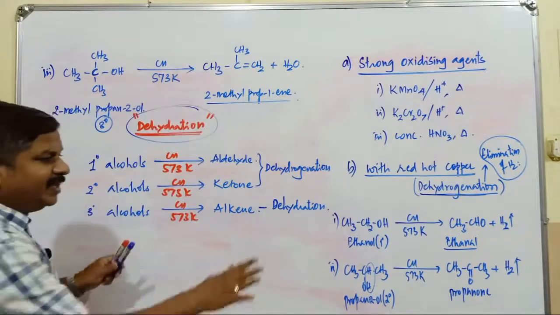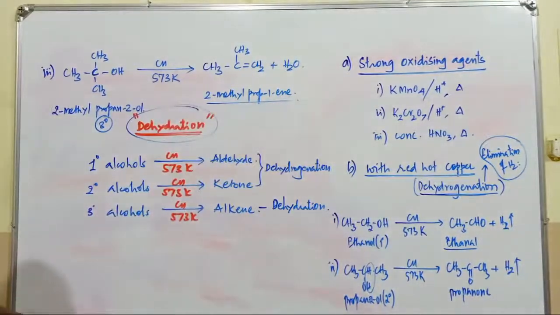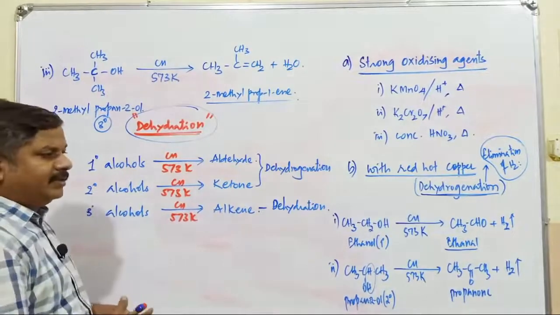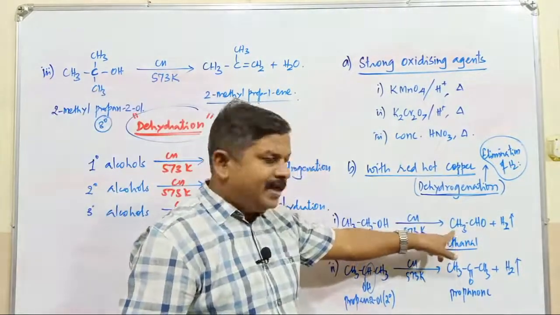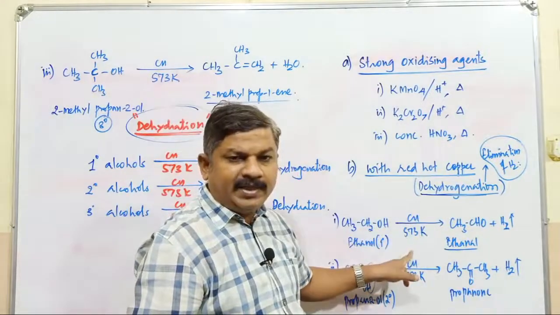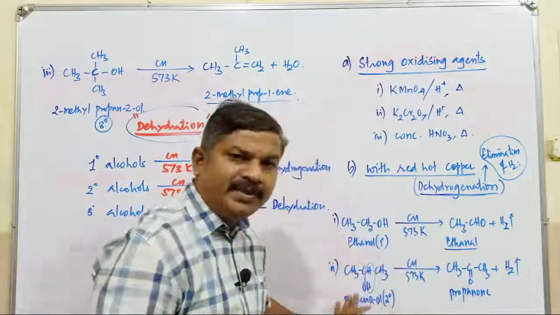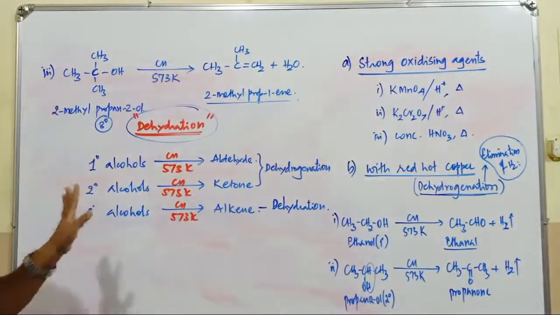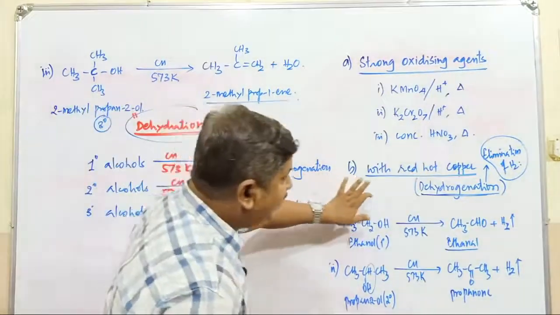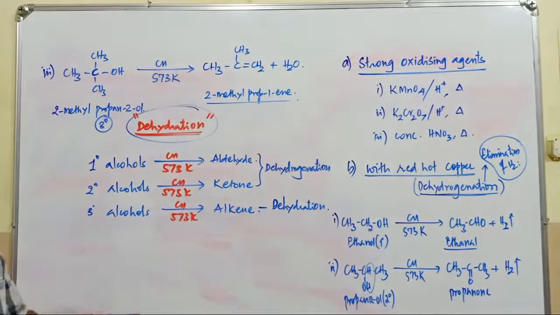Remember, students, this method is used in the distinguishing test between primary, secondary and tertiary alcohols. If an aldehyde compound is obtained after passing over copper at 573 Kelvin, the alcohol must be primary. If ketone is obtained, it must be secondary. If alkene is produced, the compound is a tertiary alcohol. So this method can be used for the distinguishing test between primary, secondary and tertiary alcohols.